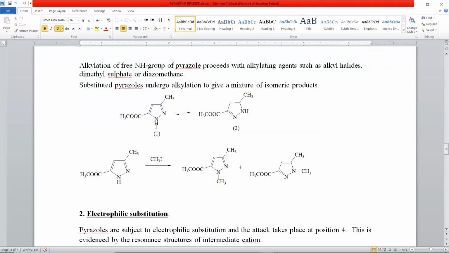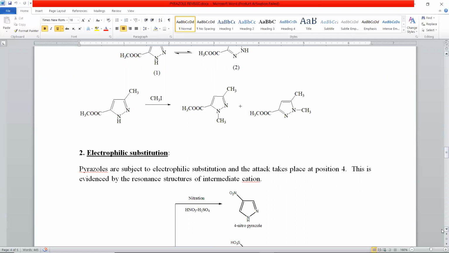Therefore alkylation can occur at this hydrogen or this hydrogen. So this hydrogen can be replaced by alkyl group or this hydrogen can be replaced by the alkyl group. So this 3,5 disubstituted pyrazole when treated with methyl iodide, it forms an isomeric mixture of two methylated compounds. So here we have CH3 replacing hydrogen, and here we have CH3 which is replacing this hydrogen. So alkylation occurs at the NH.